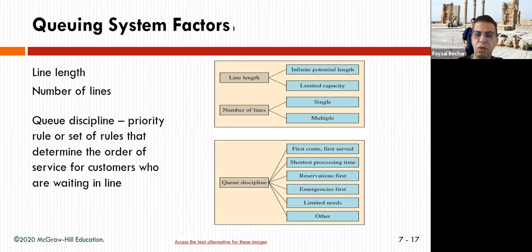And there is also, as we said, a queuing discipline, how you're doing it: first come, first served, or short processing time, for those who have small things. As you see again in the supermarket, if you have less than 10 items, there's a short processing lane. It can be done by reservation, as in restaurants, or by emergencies. That makes a big deal in hospitals. So that also affects the number of people they utilize.